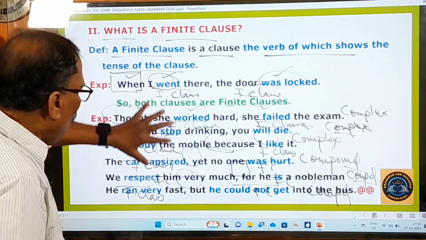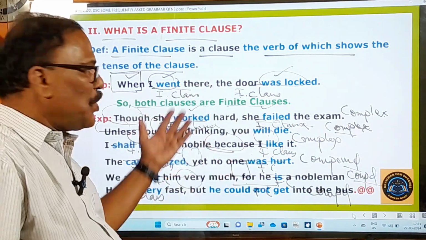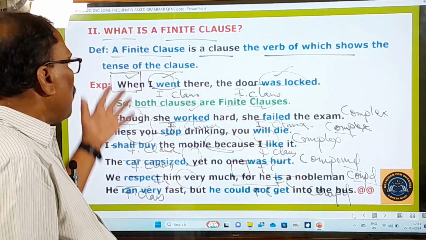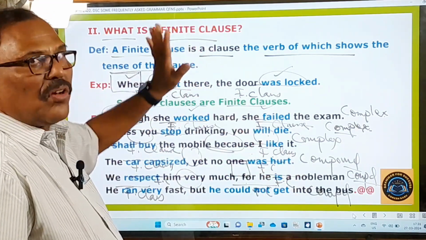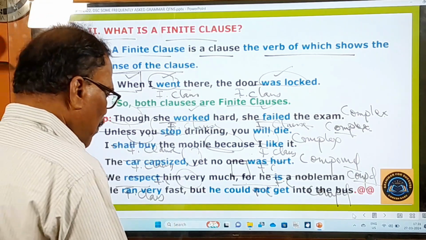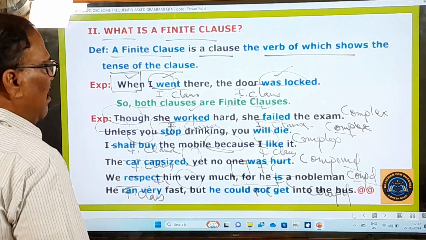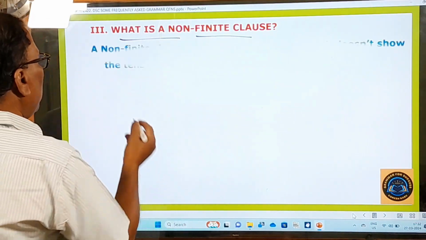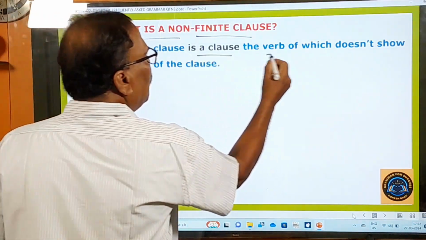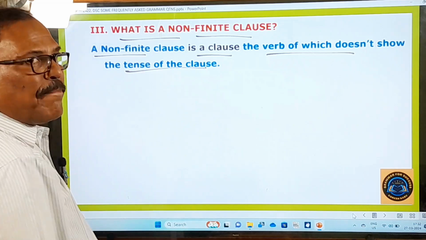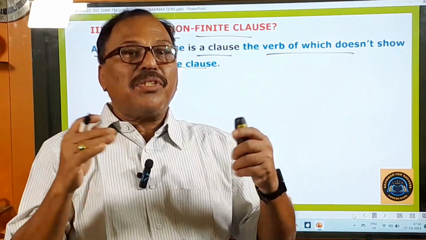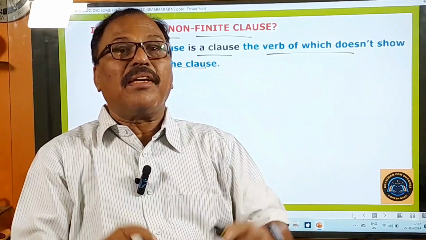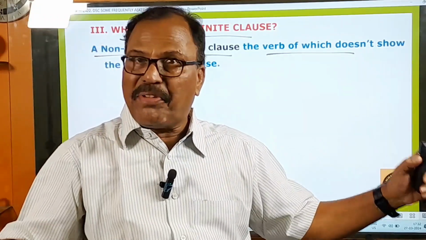So in this way, in all these examples, the verbs used in these clauses are showing the tenses, and therefore all those clauses are called finite clauses, right? And now let's move on to learn the next clause. What is a non-finite clause? Non-finite clause means very simple. A non-finite clause is a clause the verb of which doesn't show the tense of the clause. If the verb of any clause doesn't show the tense of that particular clause, then that clause is called a non-finite clause. Very simple, very easy.